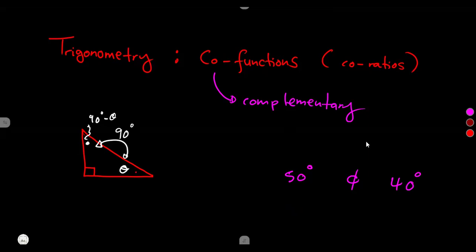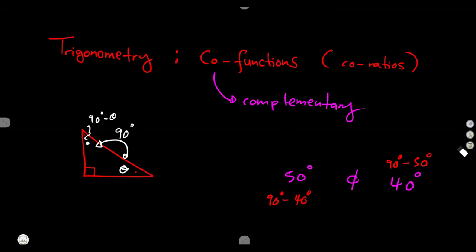So what does it mean? It means that if I have this one as 50, this other angle was just supposed to be 90 degrees minus 50. If I have this one as 40 degrees, I can do the same thing. This one is going to be 90 degrees minus 40 degrees. So what is the concept of these angles?